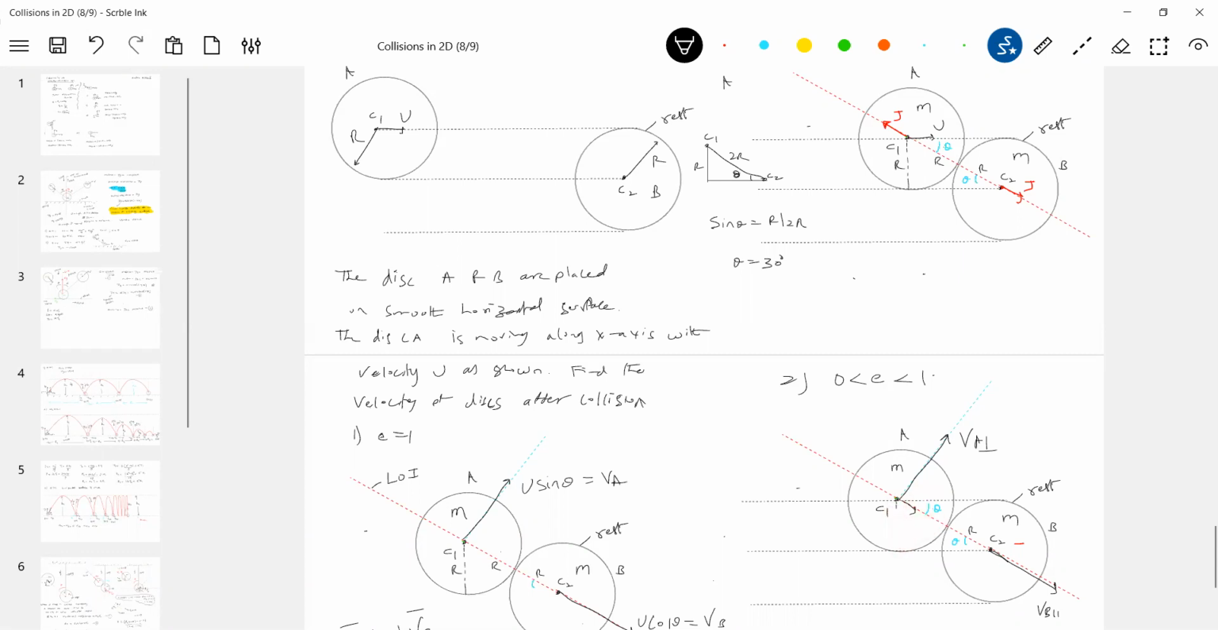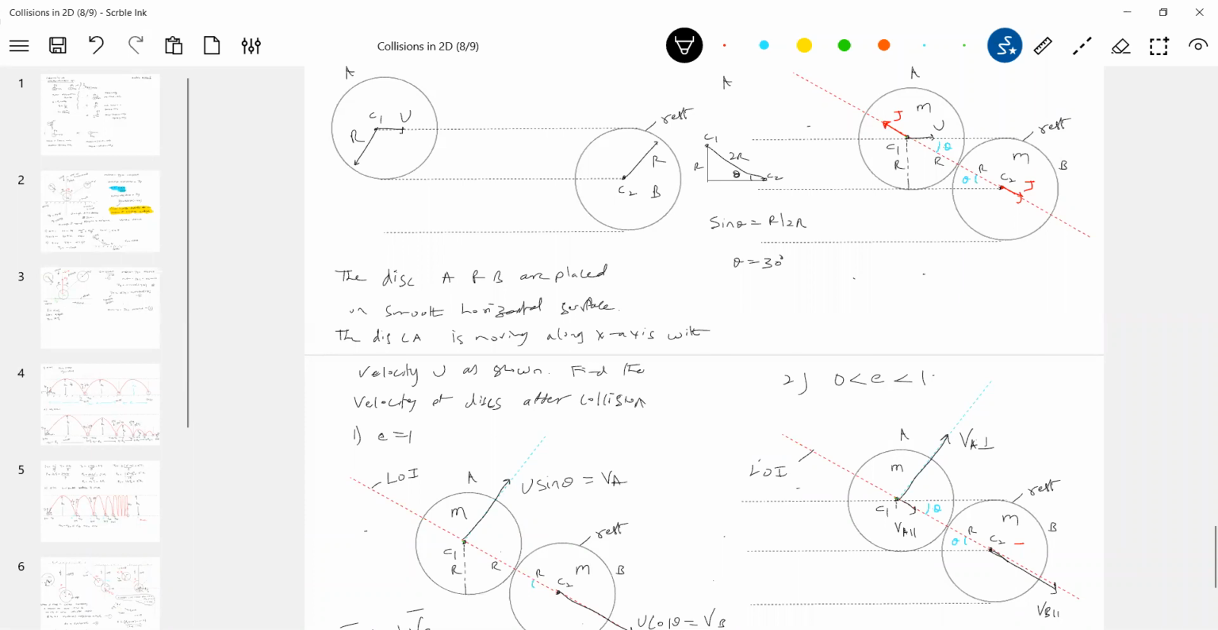I'll take it to all these unnecessary things. What are VA parallel, VB parallel? This is the line of impact. Tell me how you are going to find out the unknown things. How many unknowns are there? Please do make observation. They may appear a little bit small, but all the information I just dumped it here.